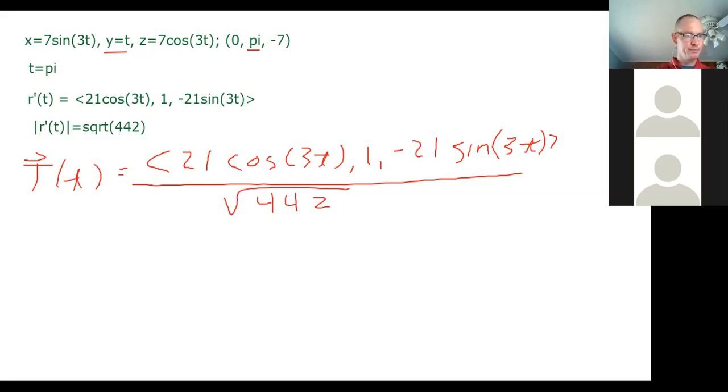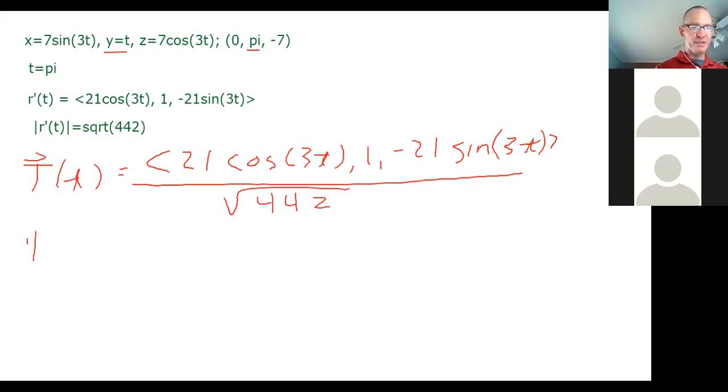Is it acceptable to leave it like that, or do we have to break it down into each component, like 21 over root 442, 1 over 442, and then the sine? If we were asking you to find just the T as a final result, I would want you to split it up and break it into each little bit. Since this is just a step in the process, it's not going to make much difference.